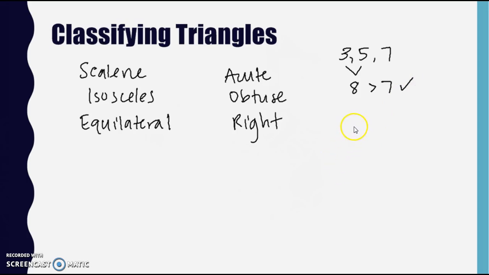Okay, and you use that as well to find the range of the third side, because the sum of any two sides must be greater than the third. So you can create your three inequalities, or the shortcut is to add them and subtract them.